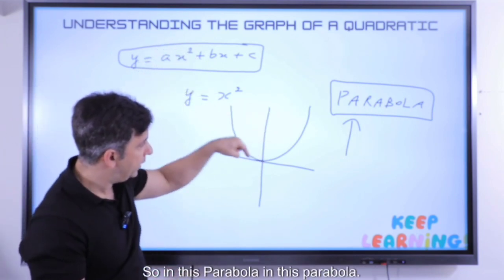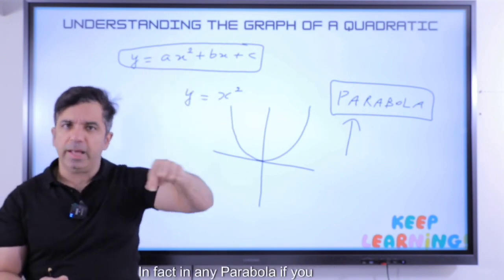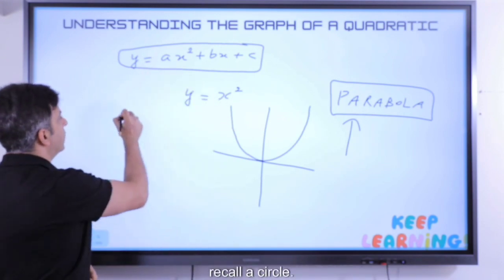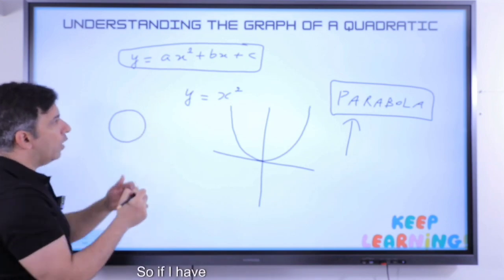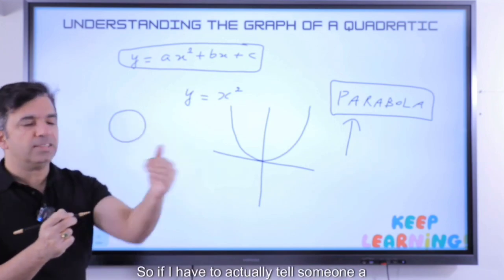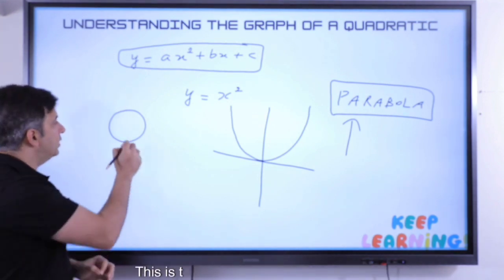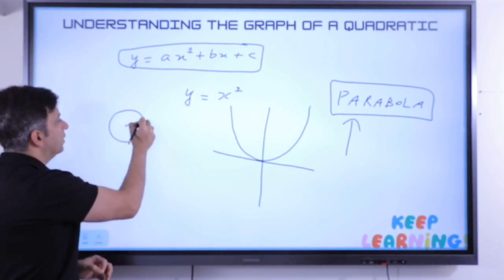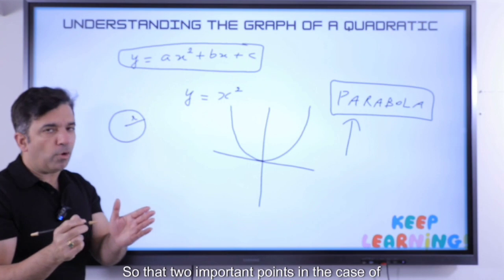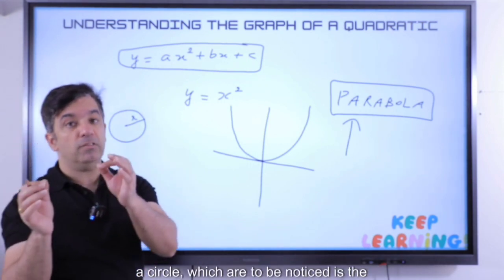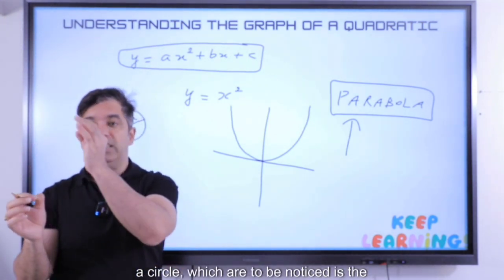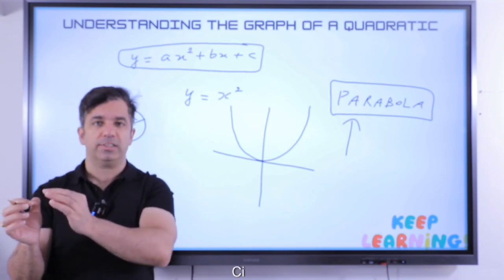So in this parabola, in fact in any parabola, if you can just recall a circle. If I have to actually tell someone about a circle, what will I clearly tell him? That this is the center of the circle and this is the radius. So the two important points to be noticed in the case of a circle are the center of the circle and the radius of that circle.